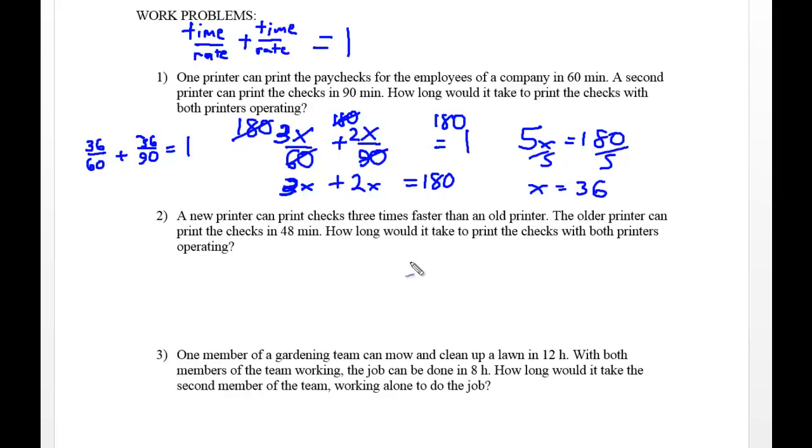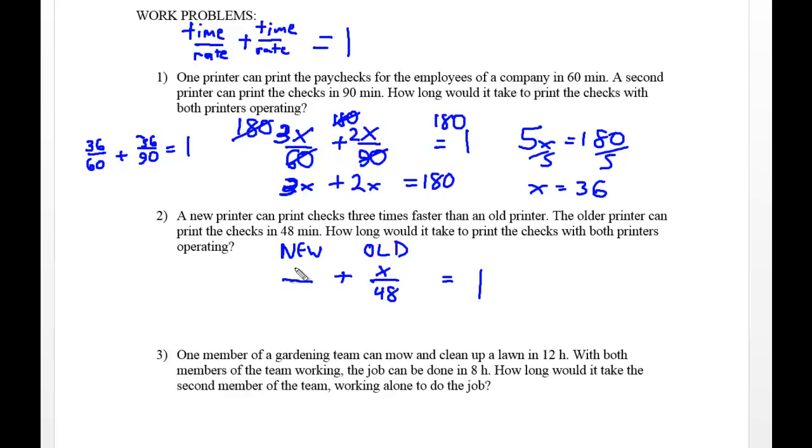For problem number 2, we're looking at another problem with a little bit trickier wording. It says a new printer can print checks 3 times faster than the old printer. So here we have a new and old printer, and they're both going to work together to make one job. The older printer can print the checks in 48 minutes. So that means the older printer is 48 for its rate, and the time again to finish the job is x. How long would it take to print the checks with both printers operating?